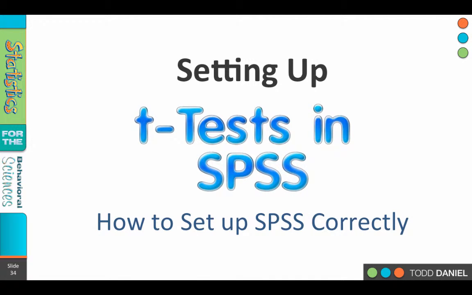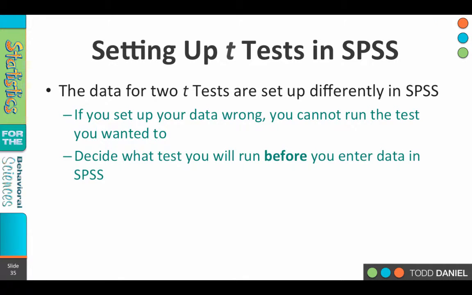When you run a t-test in SPSS, it is very important that you set up your data correctly before you start the test. The data for the two t-tests that we've learned about, the independent samples t-test and repeated measures t-test, are set up very differently in SPSS. If you set up your data wrong, you can't run the test that you wanted to. So you should decide what test you will be running before you enter your data in SPSS.